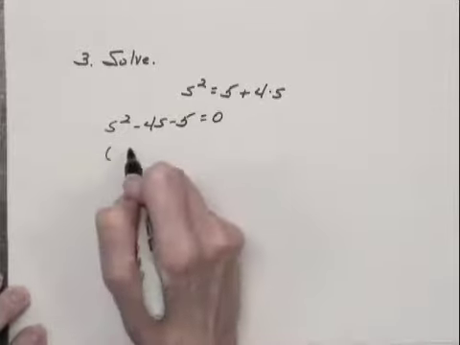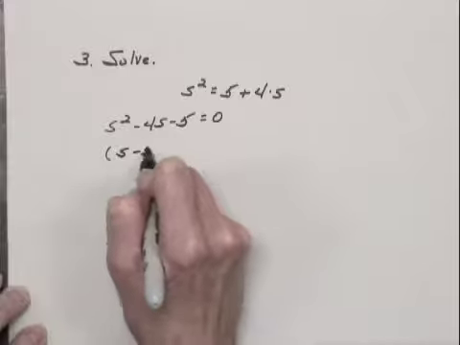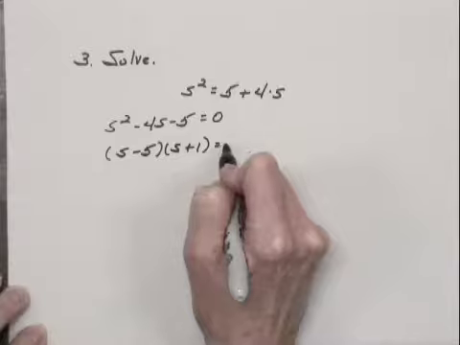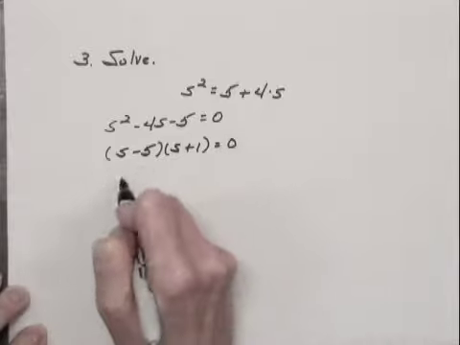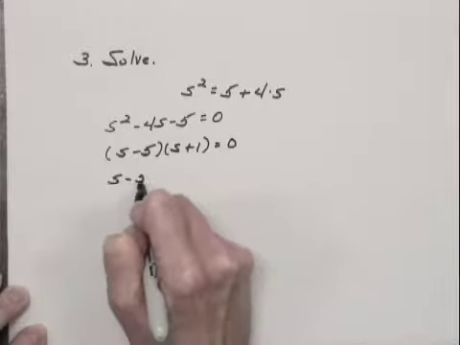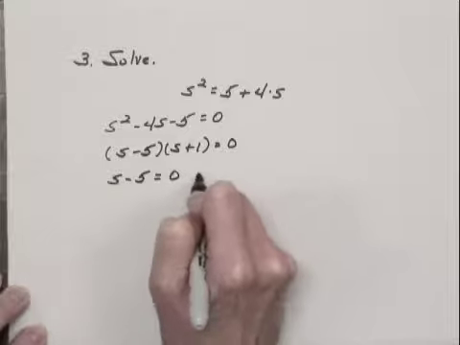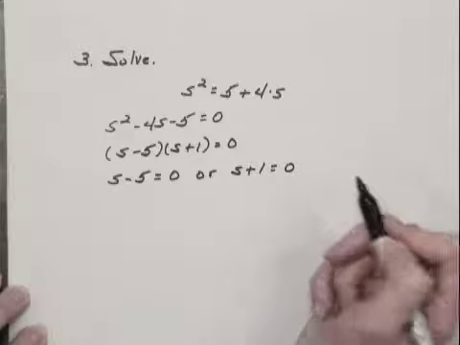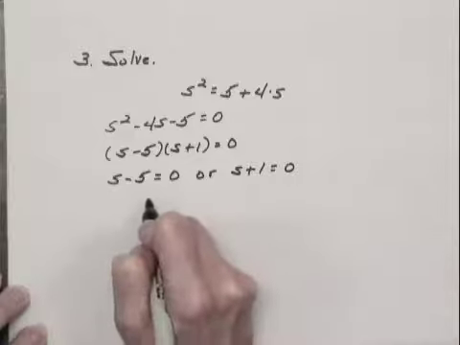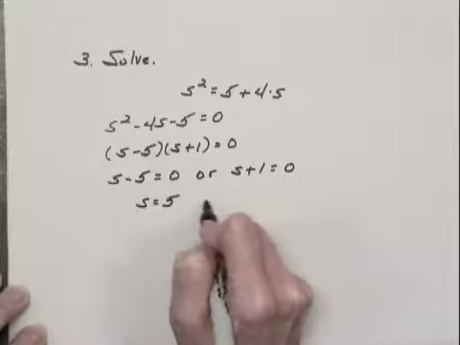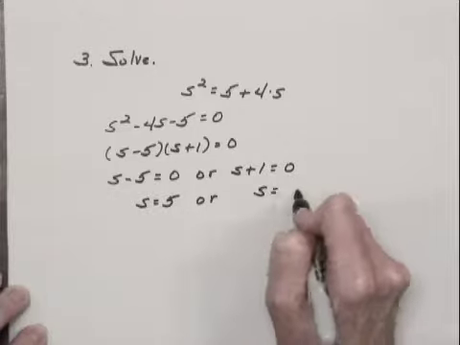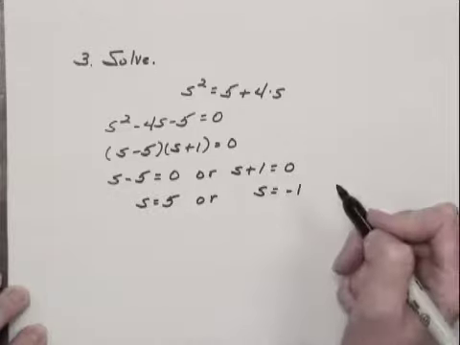And we can factor this equation. s minus 5 times s plus 1 is equal to 0. And now we can use the principle of zero products. s minus 5 equals 0, or s plus 1 equals 0. Here I add 5 on both sides, I get s equals 5. Here I subtract 1 on both sides, so I get s equals negative 1.